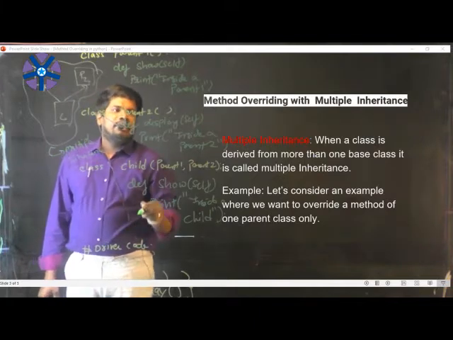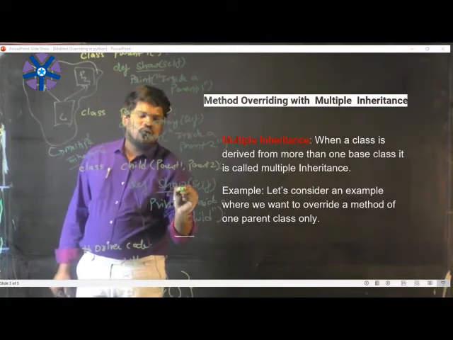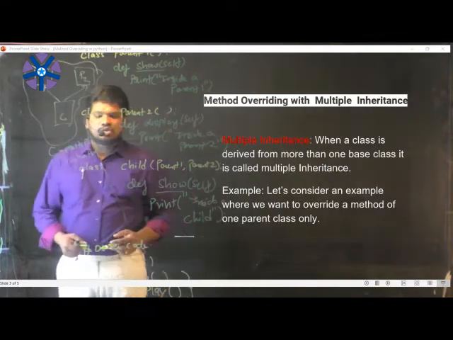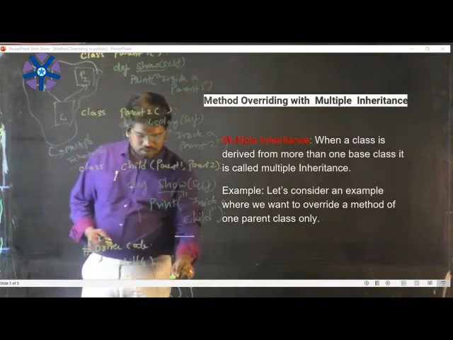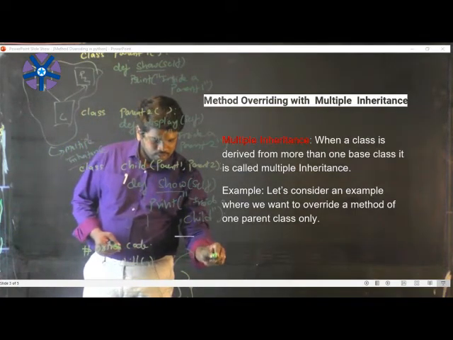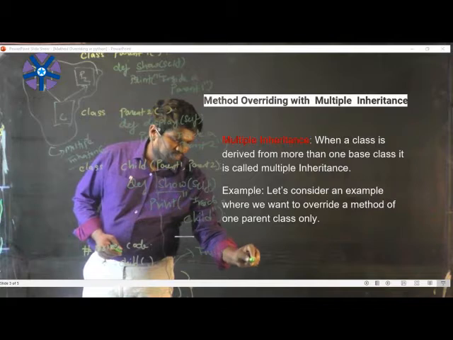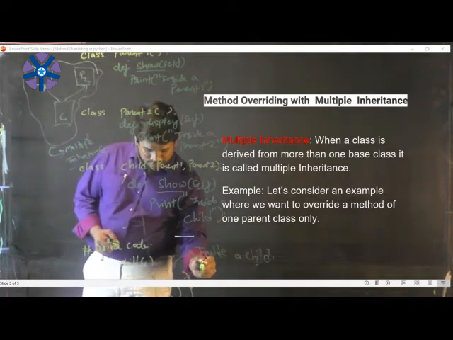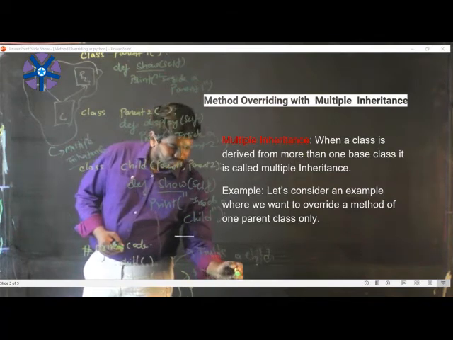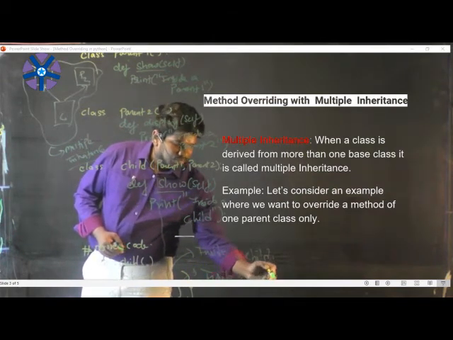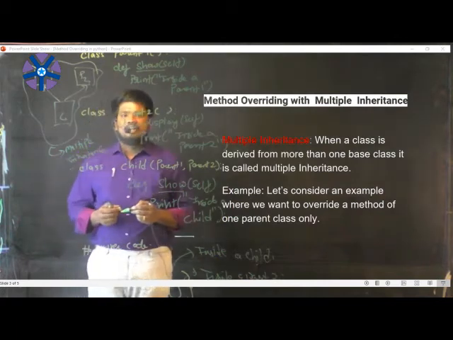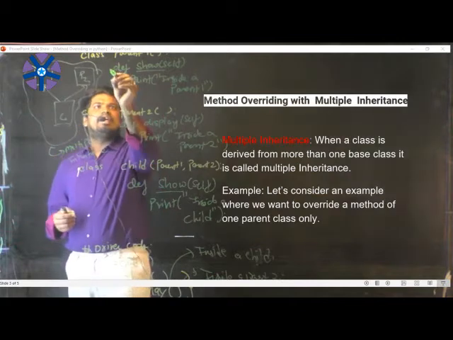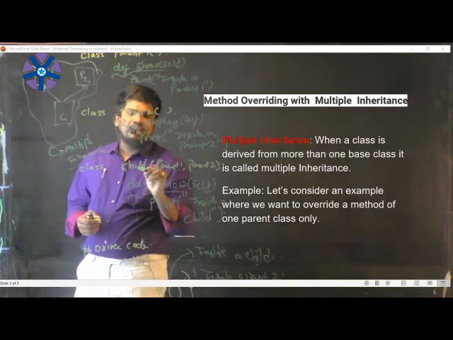Observe carefully. Here the method show and show are both overridden in parent1 as well as in the child class. So when I execute this program, the output I'll get is inside a child. This is the output I am going to get, and for the other call I'll get inside a parent2. So this is how multiple inheritance will work when we go with method overriding in inheritance.